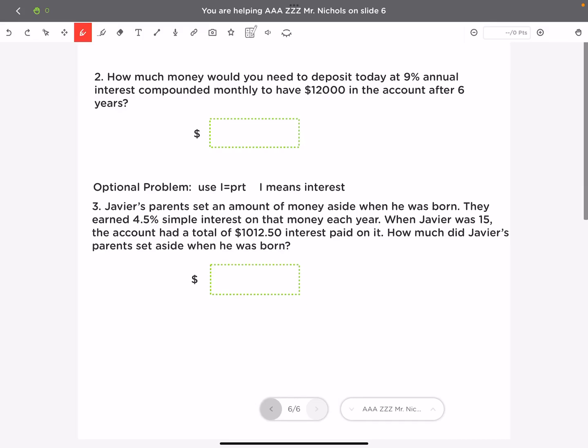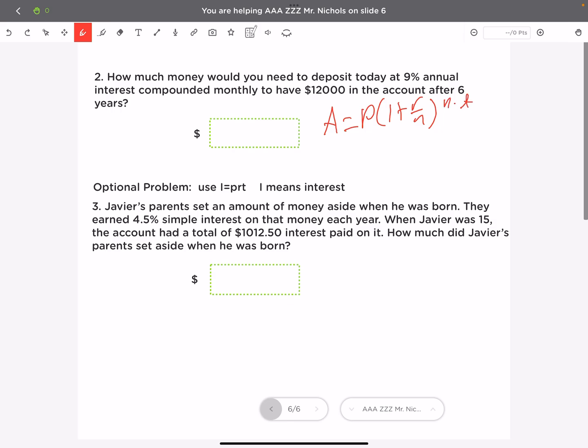All right, for number 2, how much money would you need to deposit today at 9% annual interest compounded monthly to have $12,000 in the account after 6 years? So we would say A is equal to P times (1 plus r over n) to the n times t.